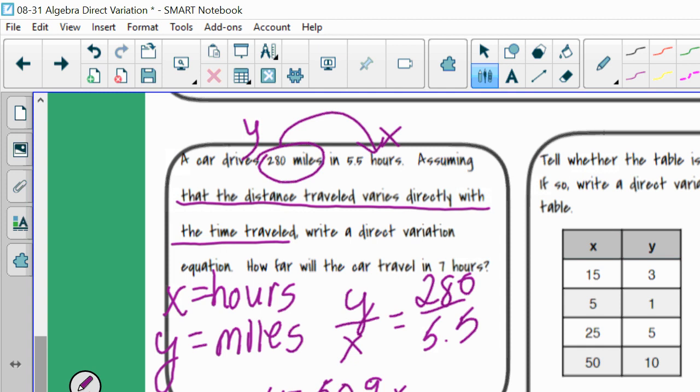So I want to know, is it a direct variation? My y over x should be constant, right? Okay, so I have 3 over 15, which equals 1/5. I have 1 over 5, that equals 1/5. I have 5 over 25. Is that 1/5? Yes. 10 over 50, is that 1/5? Okay, so is it a direct variation? Yes. So my equation is y equals 1/5 x.